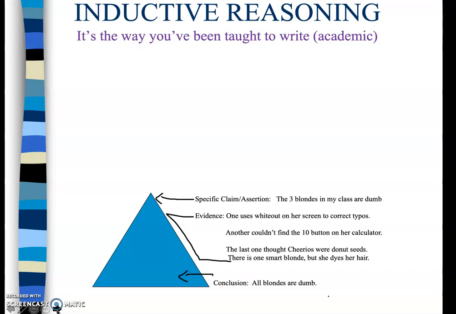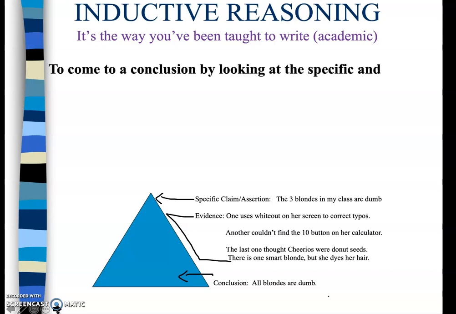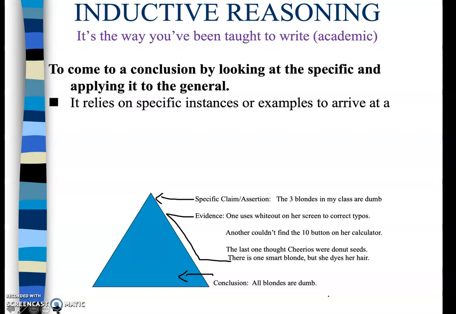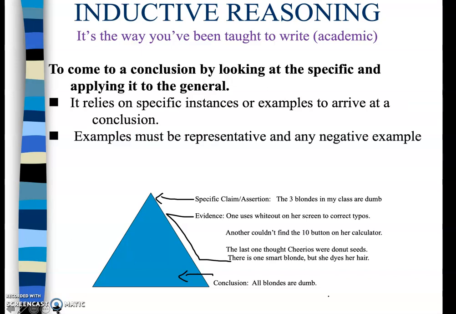And the way inductive works, and hang on, I'm not sure there's a transition here. Yep, there we are. The way inductive reasoning works, it just means that you come to a conclusion by looking at specific things and then applying it to the general. So there are basically some steps here. It relies on these specific instances or examples to arrive at some particular conclusion. Your examples must be representative of whatever it is you're trying to get us to do. And if you have negative examples, they've got to be explained.